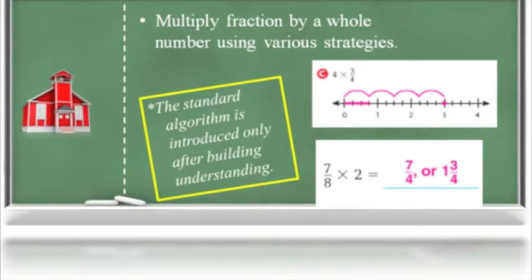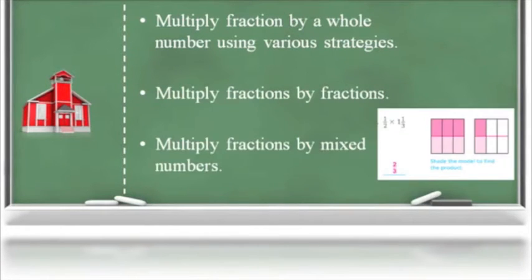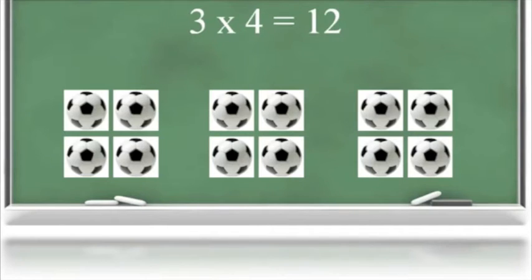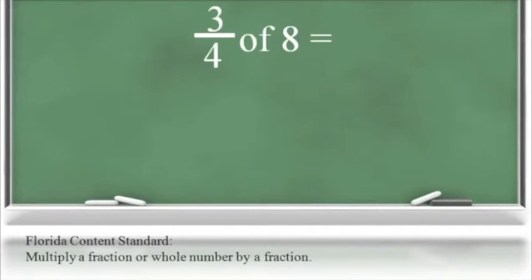By the end of this unit, your student will be able to multiply fractions by fractions and fractions by mixed numbers. When starting this unit, your child will most likely start by clarifying the meaning of multiplication. For example, the expression 3 times 4 represents 3 groups of 4, which is 12. Extending this thinking to fractions, the expression 2/3 times 3 would be understood as 2/3 of a group of 3, which would be 2.